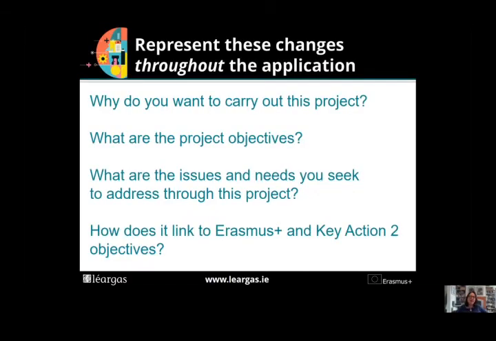So once you've decided what your changes are, you need to represent those changes throughout the application, because impact is what your project is leading to. So throughout the application, be sure that you're saying why you want to carry out the project, what its objectives are, what the issues and needs you're looking to address are, and how you know that those are issues or needs. Is it coming from your participants? Is it coming from your sector? Where did you get the idea that this is what you need?